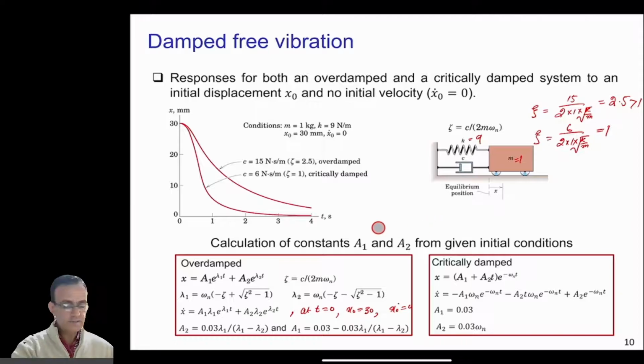So this is how you determine the response of the overdamped and critically damped system. Now, in addition to this, we also need to discuss the case when zeta is less than 1, which is what we call the underdamped system, which we will discuss next.